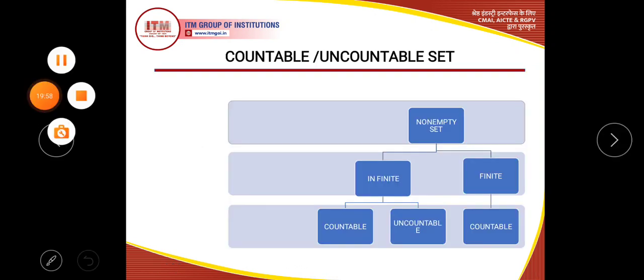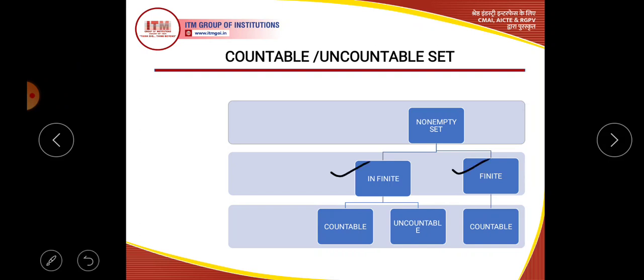Now, countable and uncountable sets. We know that a non-empty set has two types. First is infinite and second is finite. Now, infinite is also categorized into countable and uncountable sets. In another way, a finite set is also a countable set.